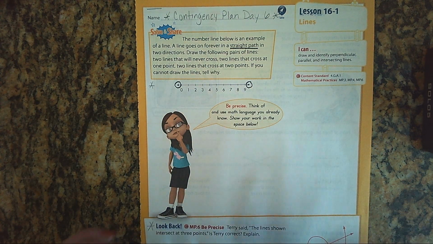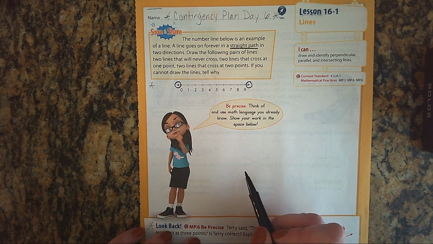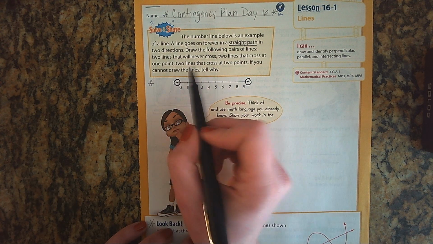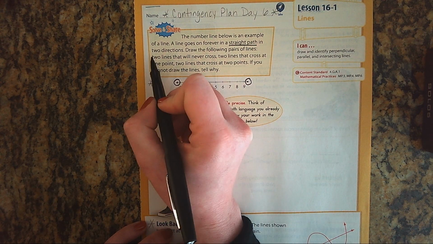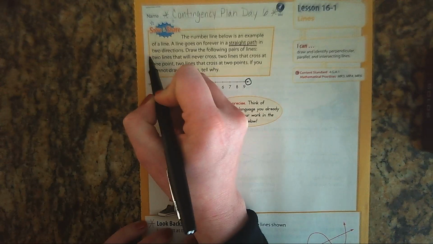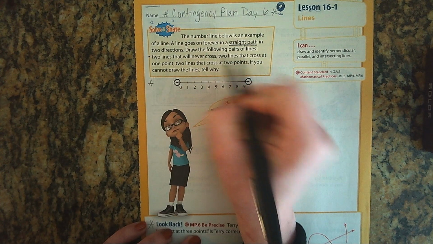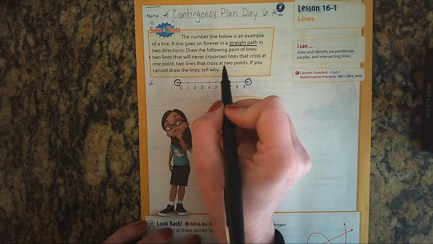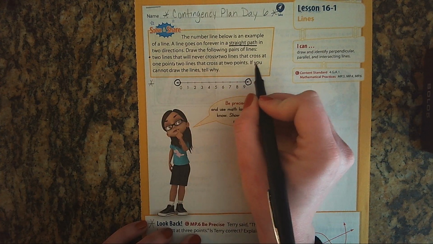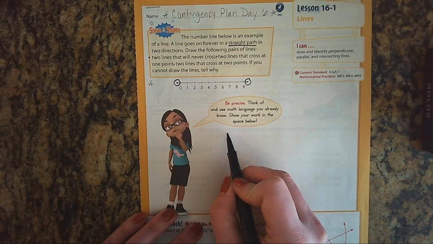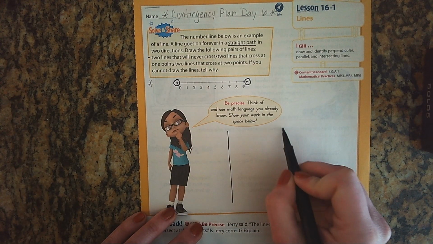So we are going to draw different types of lines here. The easiest way, I believe, to complete this solve and share would be to set up a chart. You're asked to do 3 things. To draw 2 lines that will never cross, 2 lines that will cross at 1 point, and 2 lines that cross at 2 points. Or if you cannot draw the lines, tell why. So set up a chart like this to organize your work.